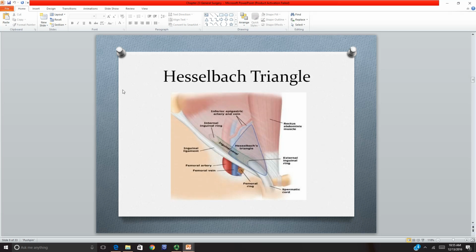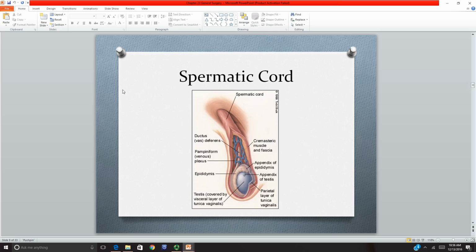Hesselbach's triangle includes the rectus abdominis muscle, inguinal ligament, and the inferior epigastric vessels. The spermatic cord in males follows the inguinal canal and contains the spermatic fascia, the cremaster muscle, which raises and lowers the testes to keep sperm at the optimal temperature, the genitofemoral nerve, the ductus deferens, which is also called the vas deferens, which carries the sperm into the urethra, lymph vessels, and the testicular vein and artery.